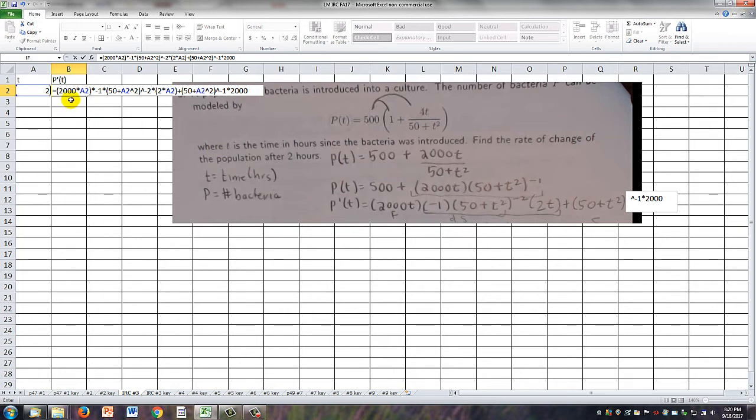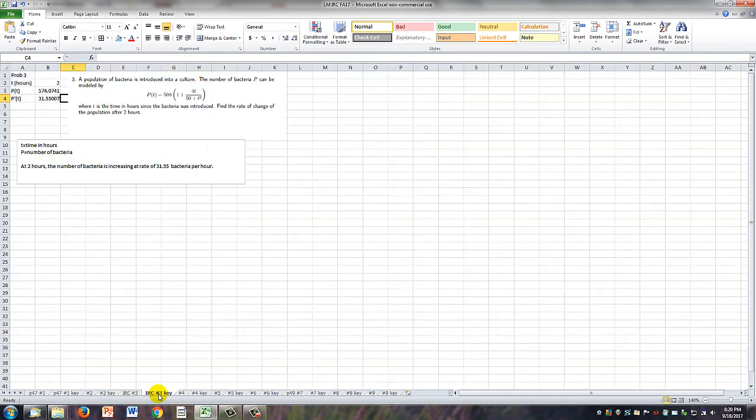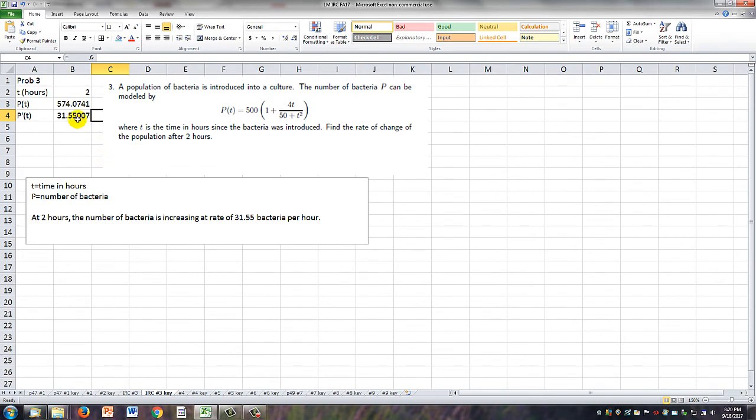Notice I don't have to have parentheses around everything, even though I've written parentheses here. Okay, and that looks good. And so I get this value. Okay, and again, to interpret, let me click it over to the key where I've got it written out. So this value is my instantaneous rate of change right here.